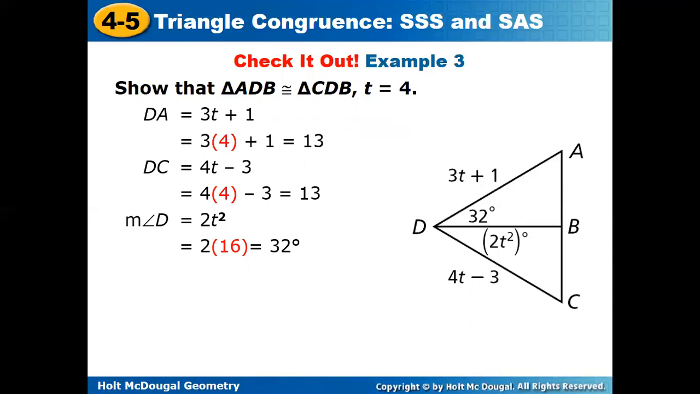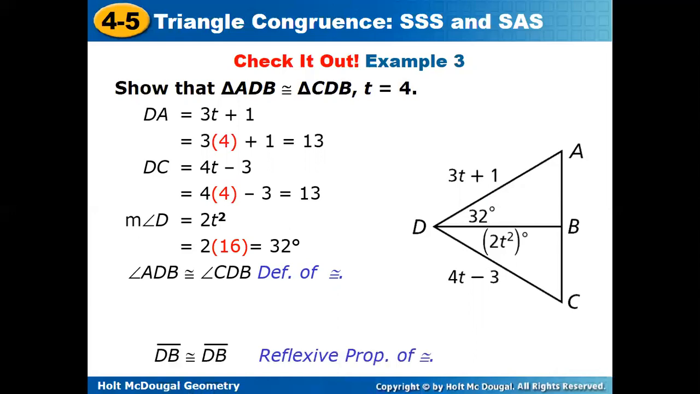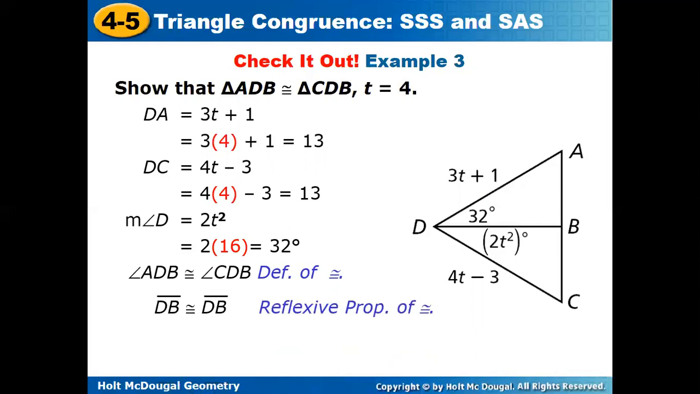The next step, we will compare the two triangles to prove that they are congruent. Angle ADB is congruent to angle CDB. This is the definition of congruency. And DB is congruent to DB. This is the reflexive property of congruency. Then triangle ADB is congruent to triangle CDB by SAS.